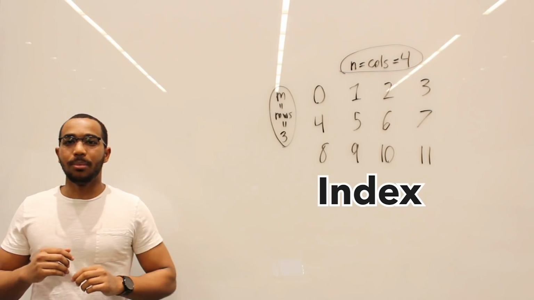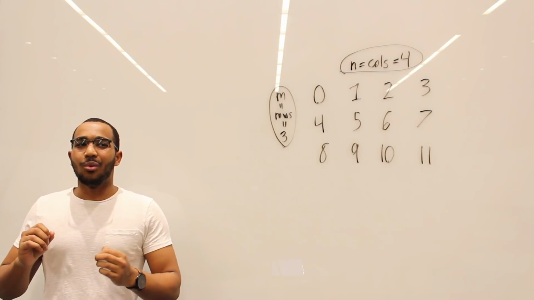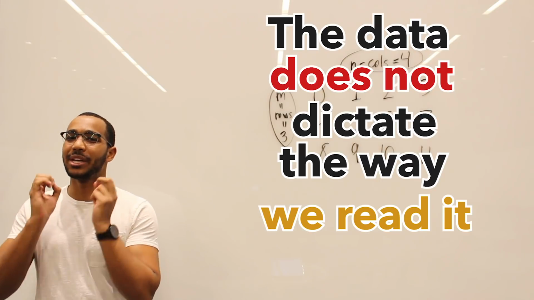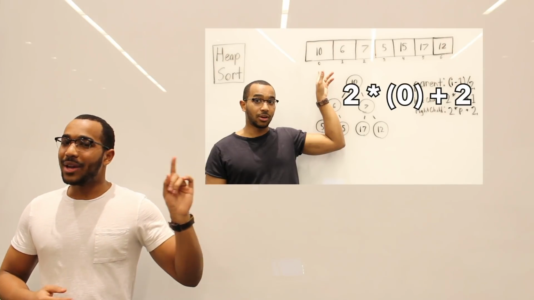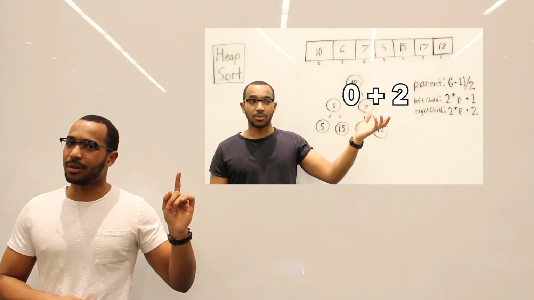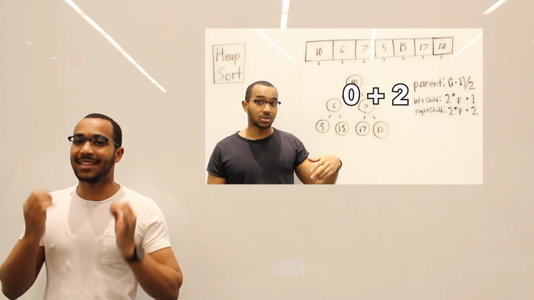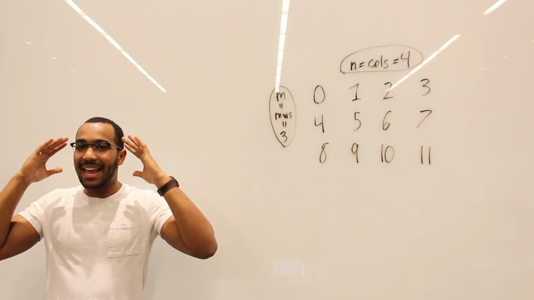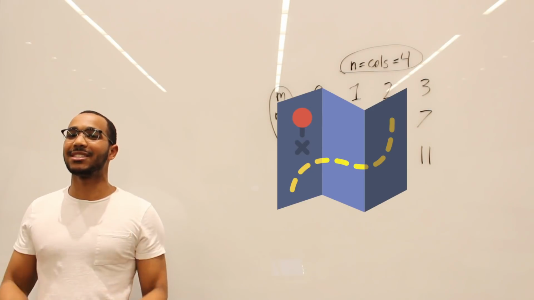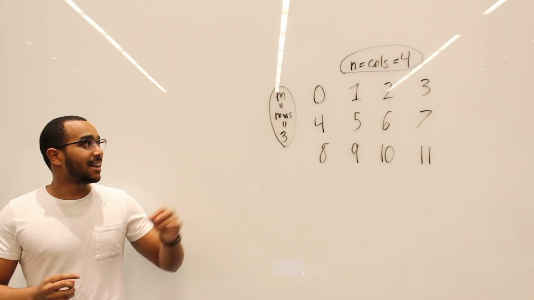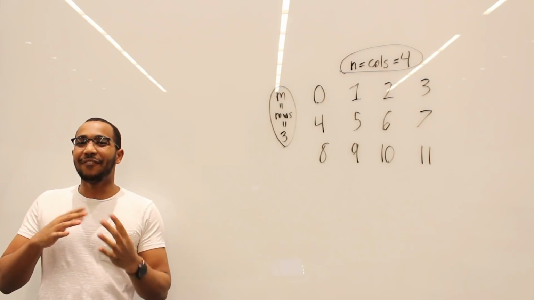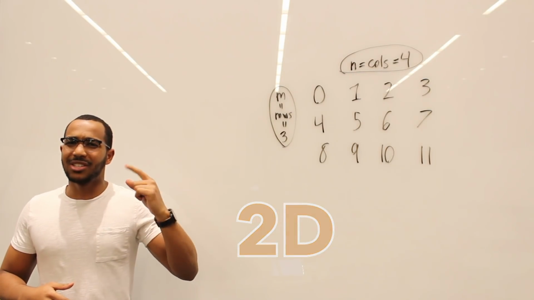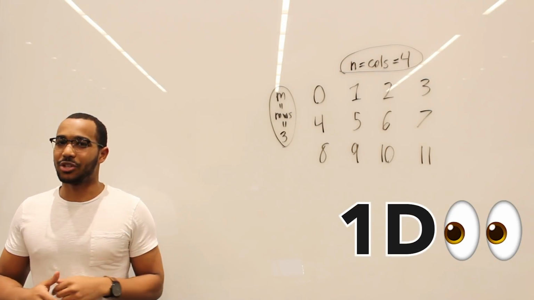And you see a two-dimensional array, but in fact, we know that the data does not dictate the way we interpret it. We saw that in heap sort. We had an array, but the way we interpreted the data was not how the data was formatted in memory. We had a mapping system, a visualization system, right? And here in this problem, we have a very similar thing. We have a 2D matrix, but what I want to see is a one-dimensional array.